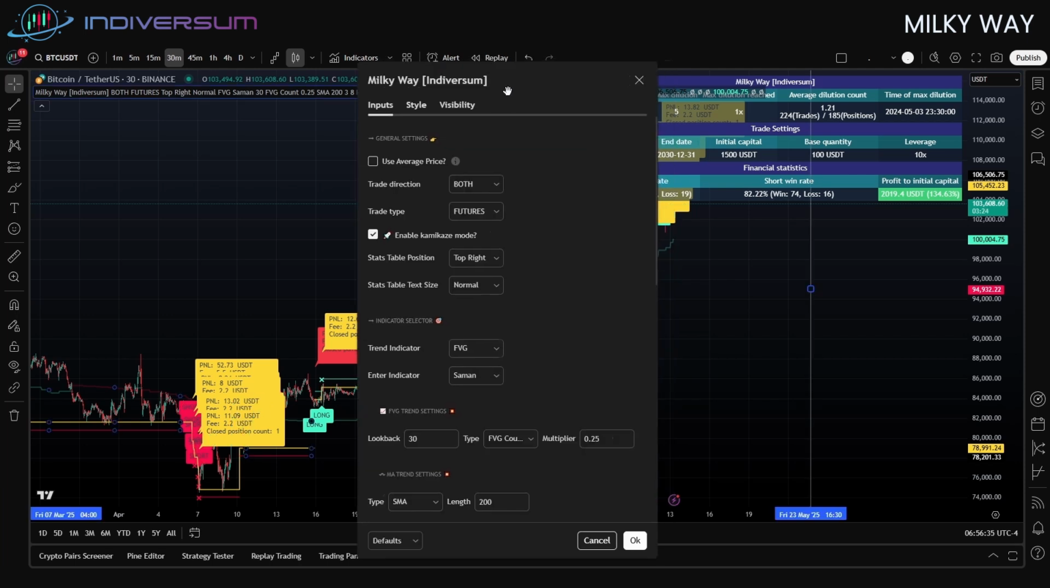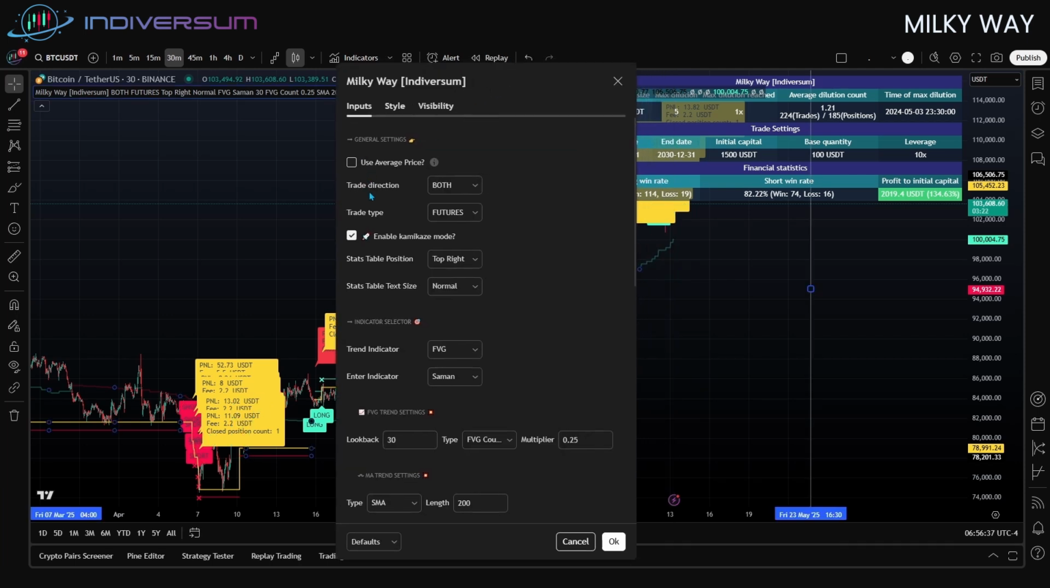Let's start with the general settings. The trade direction is set to both, so we're prepared for moves in either direction. As usual, we're working on the futures market for that extra volatility and leverage potential. One important part of this configuration is that kamikaze mode is enabled. This allows the strategy to fire off multiple entries quickly when the trend aligns in our favor. Instead of relying on a single signal, it stacks into strength, which helps us capitalize on momentum bursts more effectively.